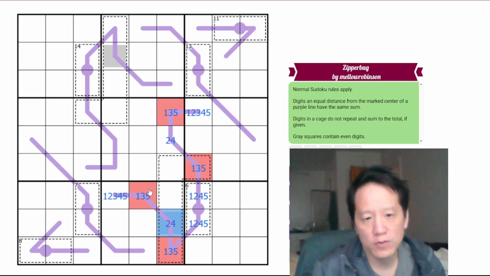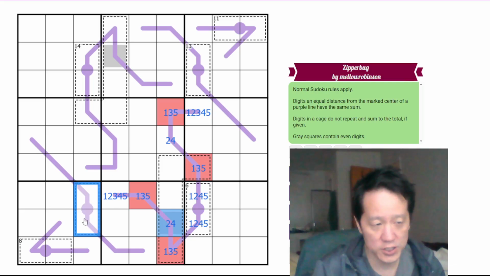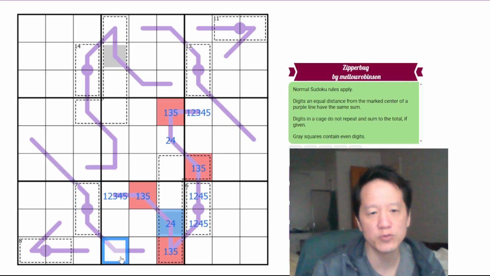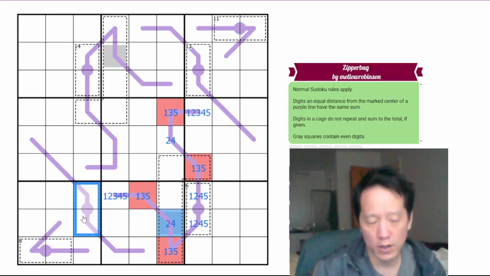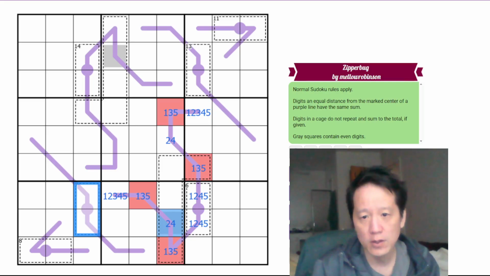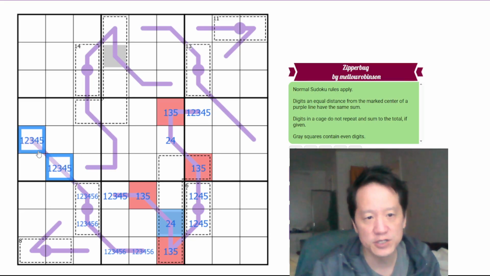Okay. These digits add up to 7 because of the killer cage, and therefore any two digits that are equal distance away from the center must add up to 7. Well, the only digits which can add up to 7 are 1 through 6, right? So this is 1 through 6. These are 1 through 6, which tells us a lot of information, actually.